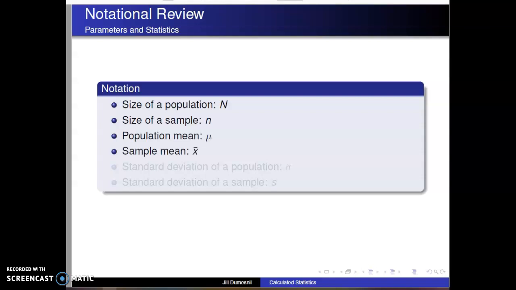We use a lowercase Greek mu for the population mean, and we use x bar for a sample mean. Finally, we use a lowercase Greek sigma for population standard deviation and a lowercase s for a sample standard deviation. Note that mu is the Greek m and sigma is the Greek s.